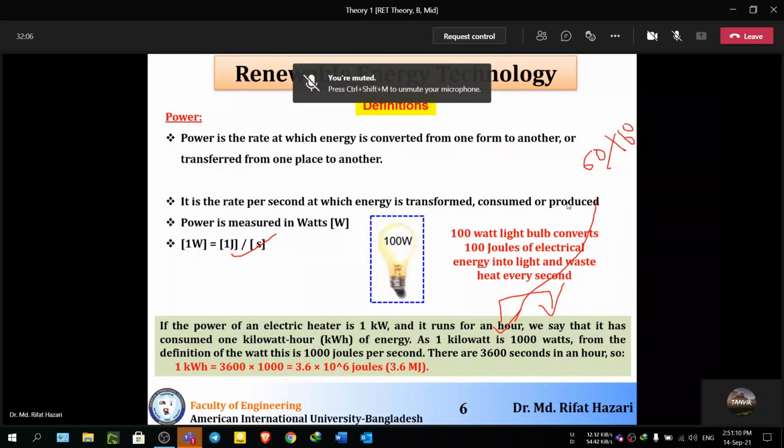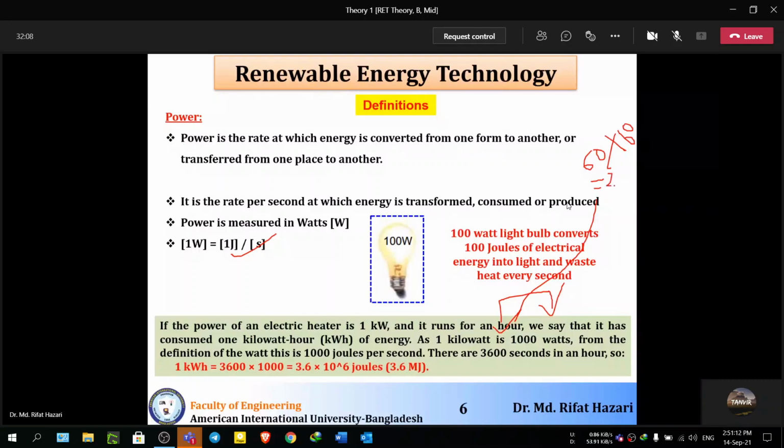60 minutes into 60 seconds. That means in total it will be 3600 seconds, isn't it? Students? Yes, sir. So in that case, if you run this electric heater for 1 hour, it's consuming 1 kilowatt hour of energy, right? So 1 kilowatt equals 1000 watt, multiplied by 1 hour, which is 3600 seconds.